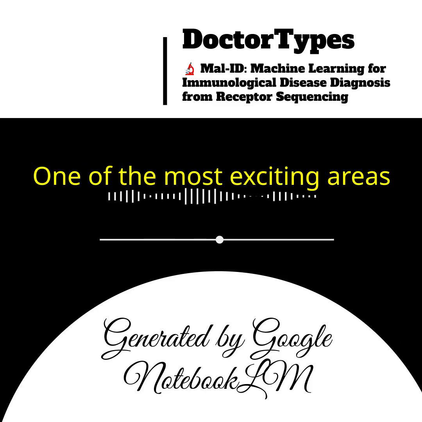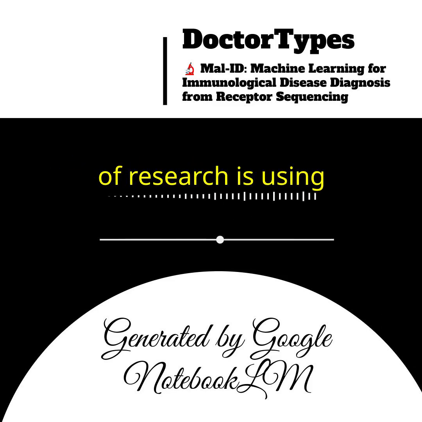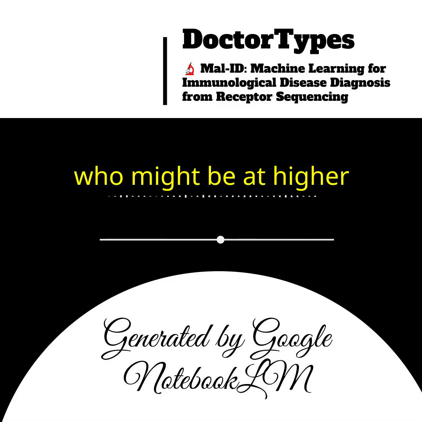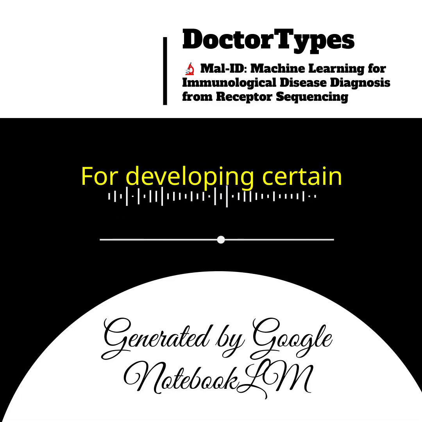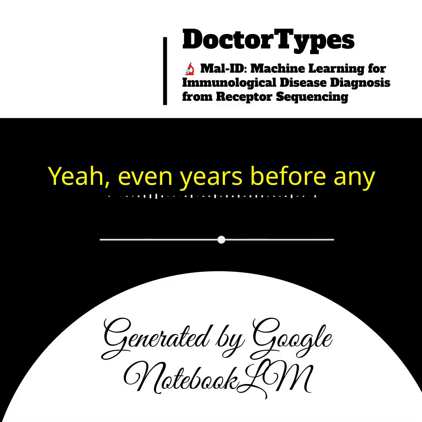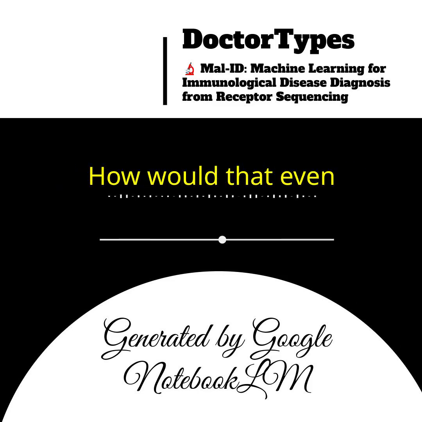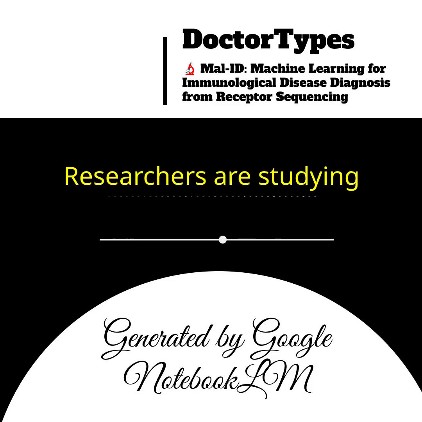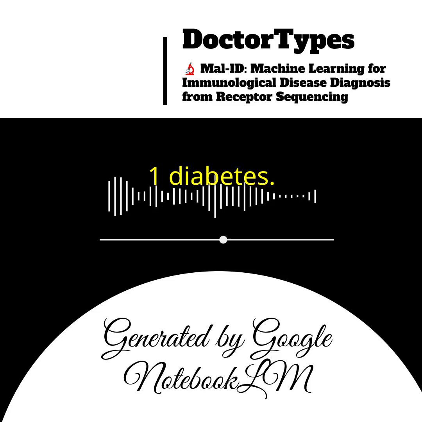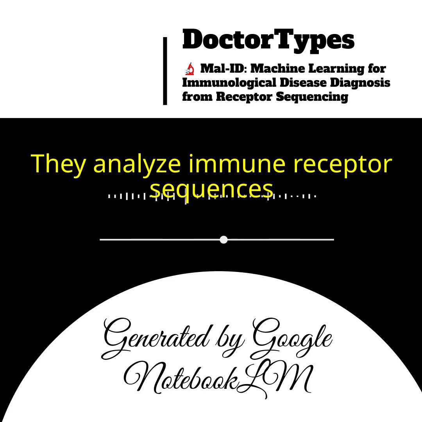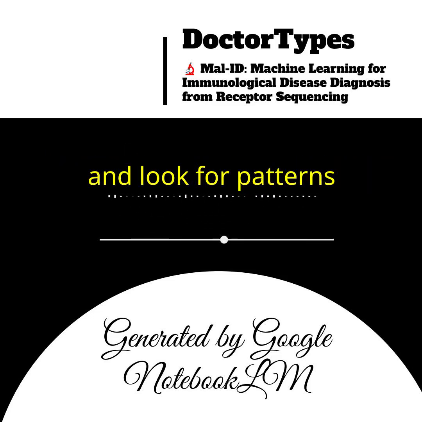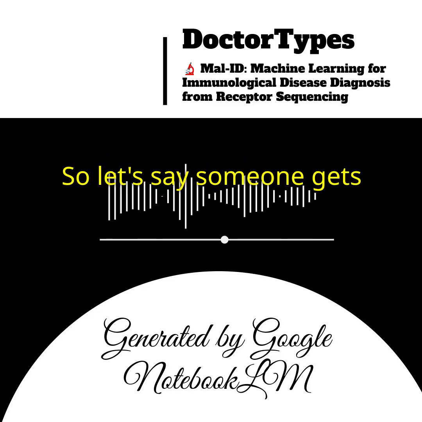It would. But it sounds like the potential goes way beyond just diagnosing existing diseases, right? Right. You mentioned predicting future health risks. Yes. That still feels a bit mind-boggling to me. It is pretty remarkable. One of the most exciting areas of research is using MALID to identify who might be at higher risk. For developing certain diseases, you mean? Yeah, even years before any symptoms appear. Okay, that's wild. Can you give me a specific example? How would that even work?